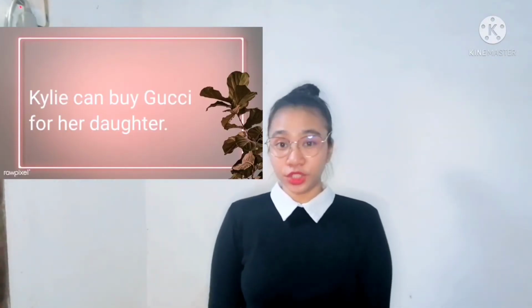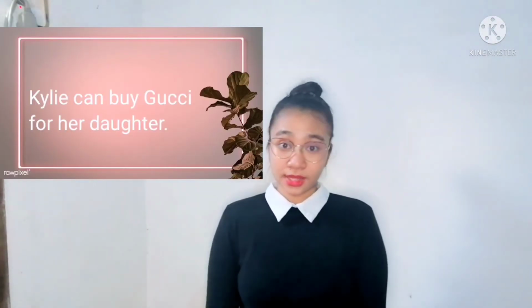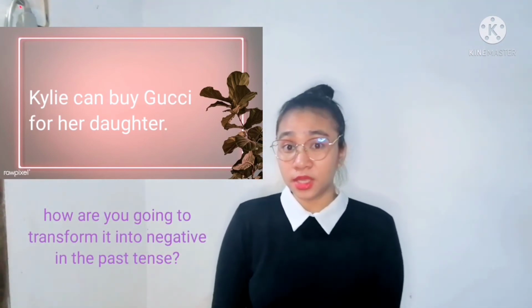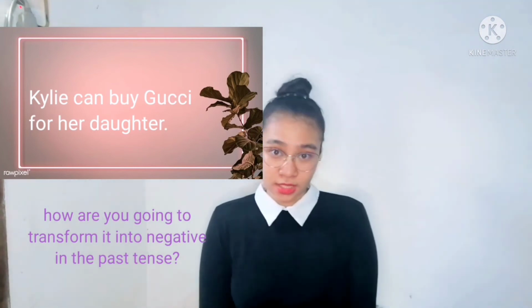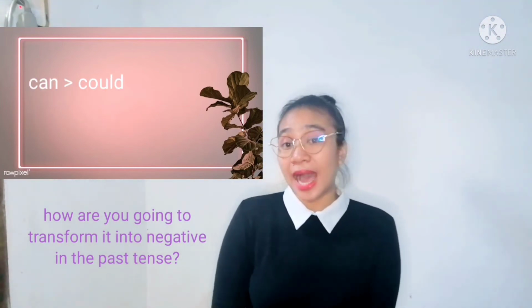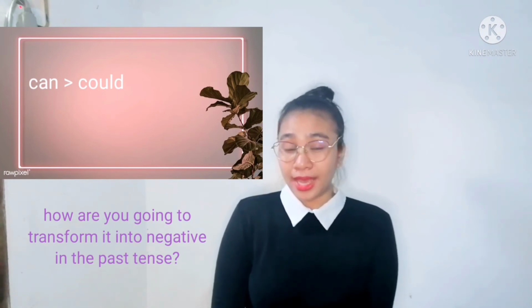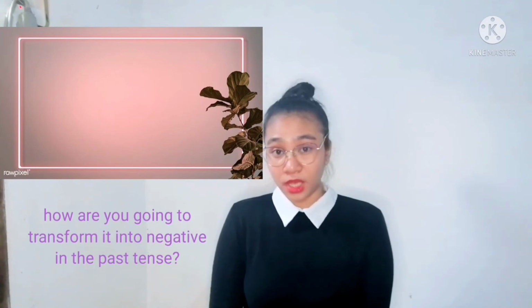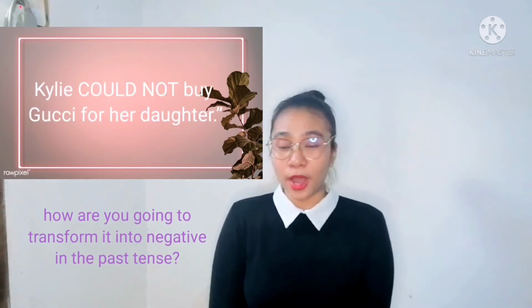Kylie can buy Gucci for her daughter. In this sentence, positive in the present tense, how are you going to transform it into negative in the past tense? Well, it's simple. You're going to change the present can into its past form could and add not to negate it. In that way, it will be, Kylie could not buy Gucci for her daughter.